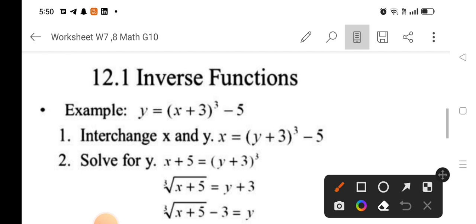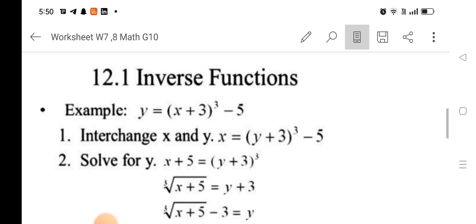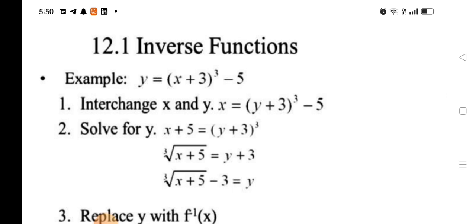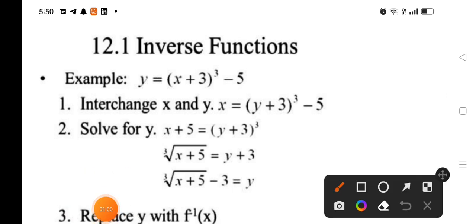So I have some rules I have to follow. Interchange x and y. This means that instead of x write y, and instead of y write x. So here, instead of this y I will write x, and instead of this x I will write y. So it's going to be x equals (y plus 3) to the power 3 minus 5. After this, I want to solve for y to get the value of y.